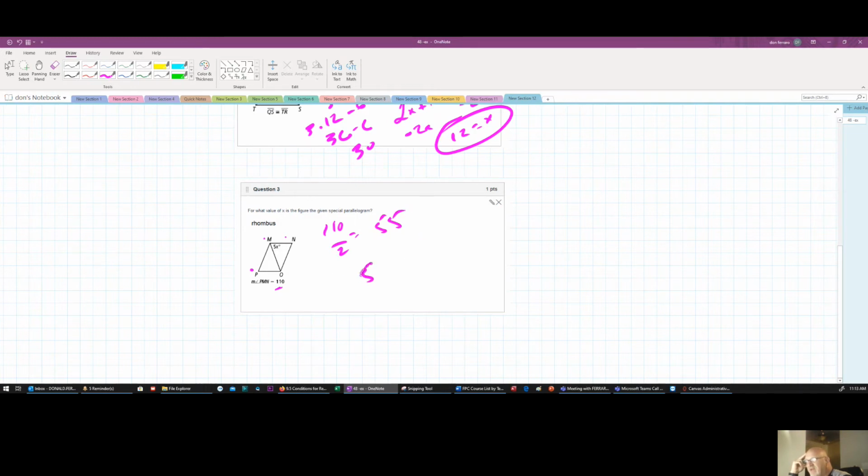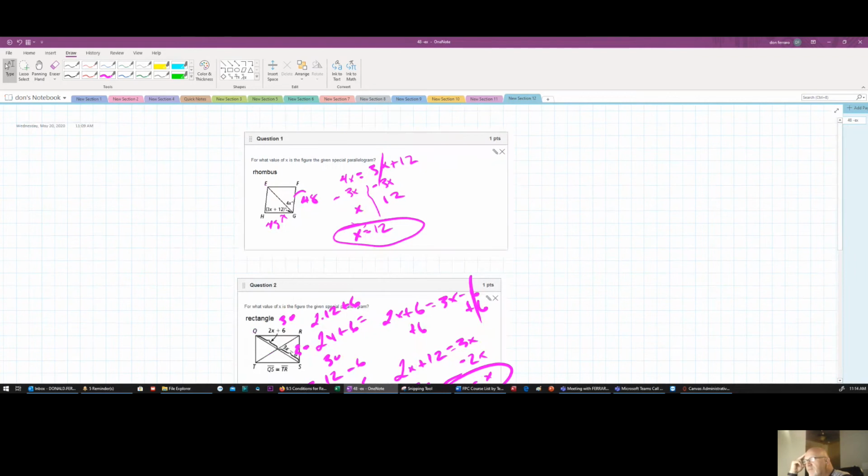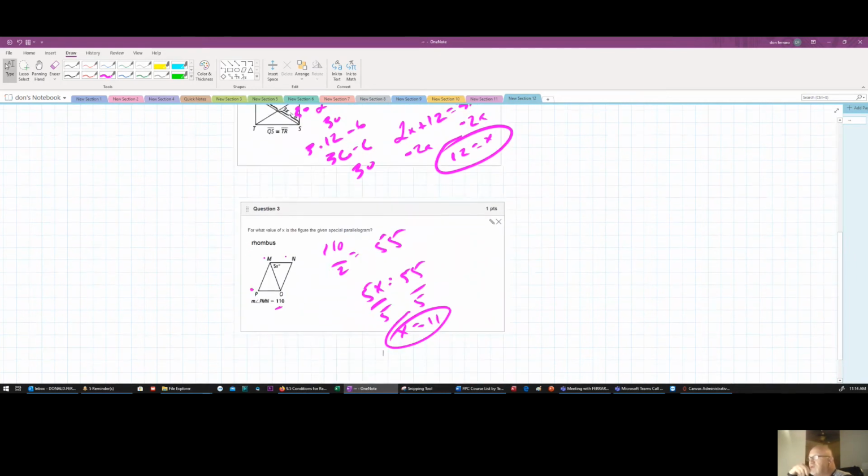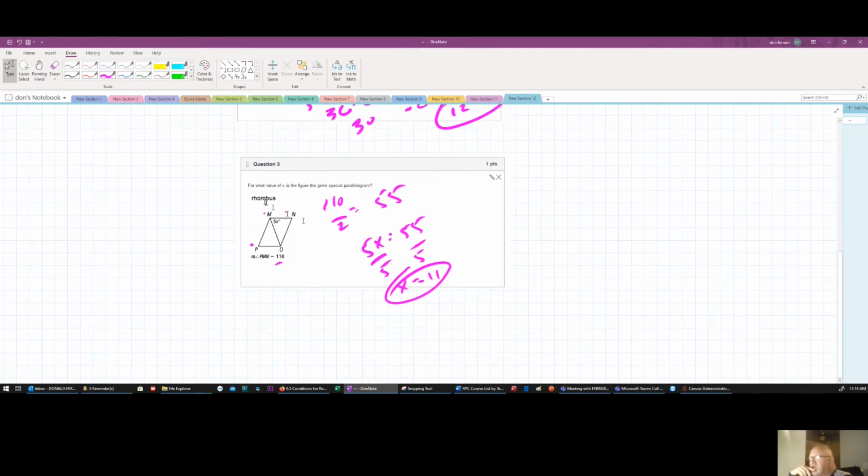And they told us that 5x is half of the angle. So 5x equals 55. We divide by 5, we divide by 5, and I've got x is equal to 11. And 55 times 2 is going to be 110. So those are our three answers. On number 1, x equals 12. On number 2, x also equals 12. And then on number 3, x equals 11. I think that's about it here.